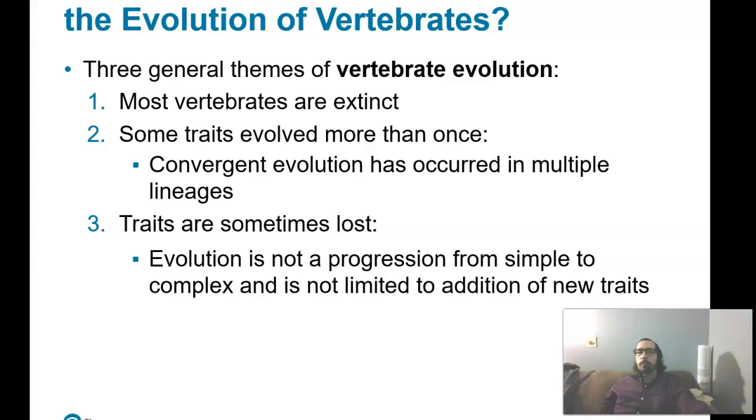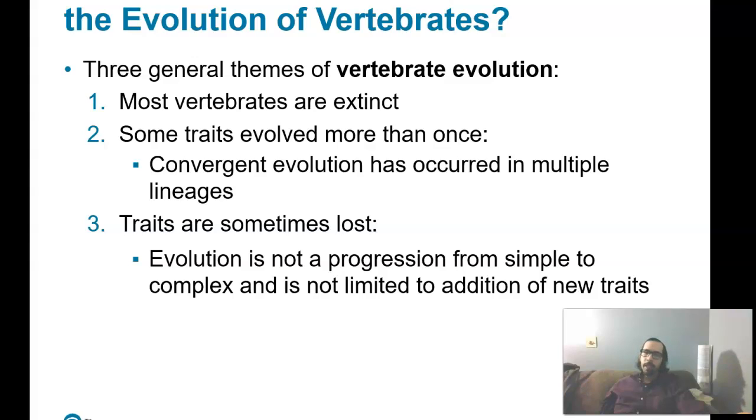So, number two, some traits evolved more than once, so you see convergent evolution that occurred multiple times in different lineages. So, for example, the evolution of flight. You can see that it evolved independently in things like the pterosaurs, bats, and also birds. And three, you can see that traits are sometimes lost because evolution is not a progression from simple to complex.